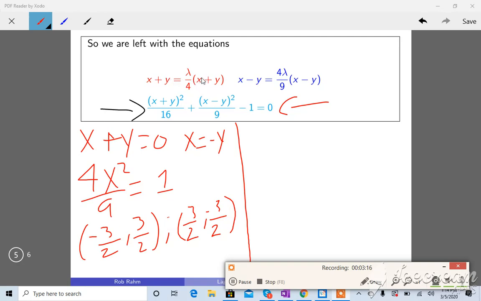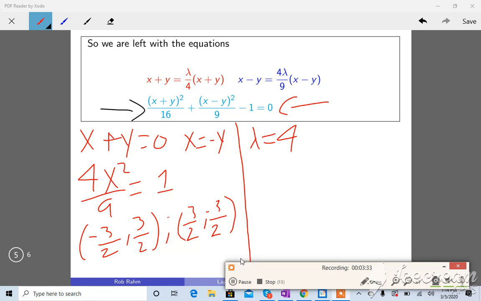Now the other option is x plus y is not equal to 0. In this case, we can divide both sides of this equation by x plus y, and what we end up with is the following. Since I can divide both sides by x plus y, I get 1 is equal to lambda over 4, so lambda is equal to 4.